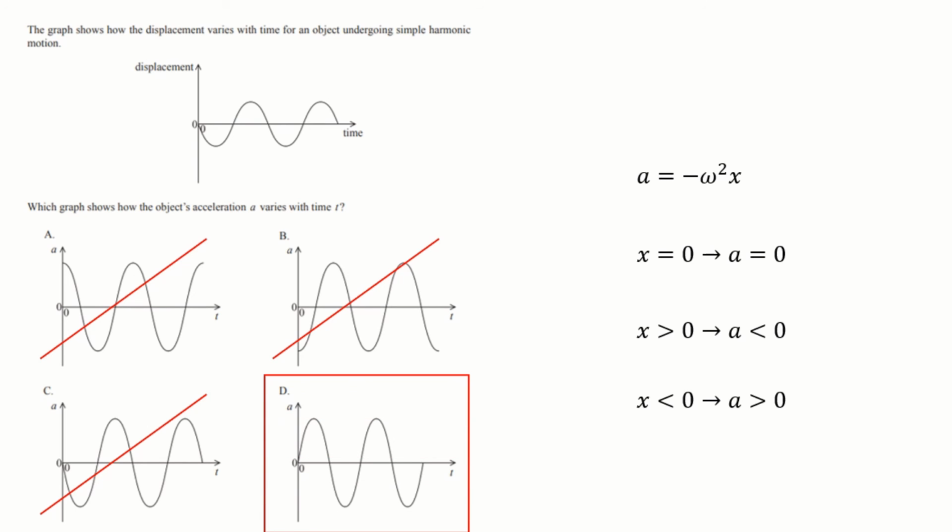Now, HL students may be able to use equations more comfortably to look at this. Okay, SL students simply have to match up and use that guiding equation, a equal to minus omega squared x.